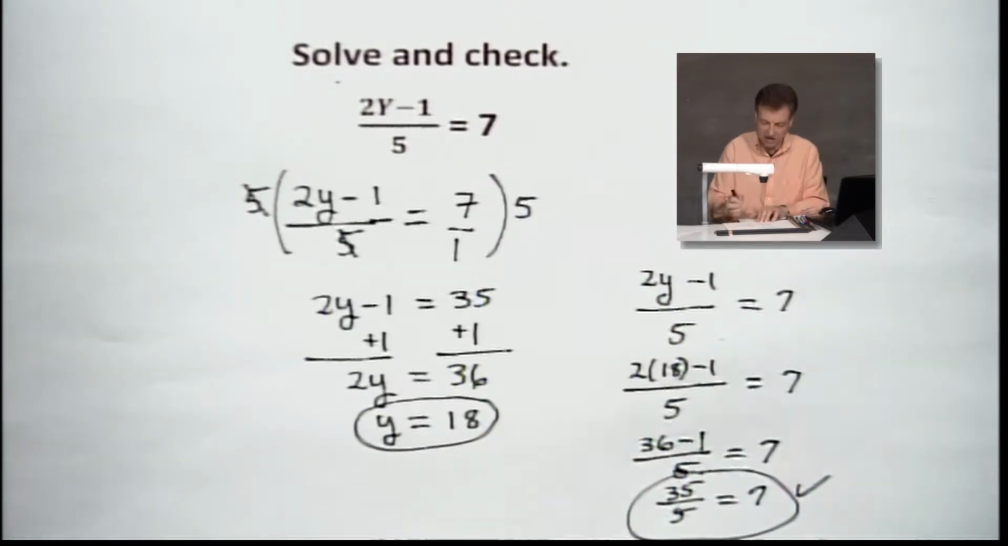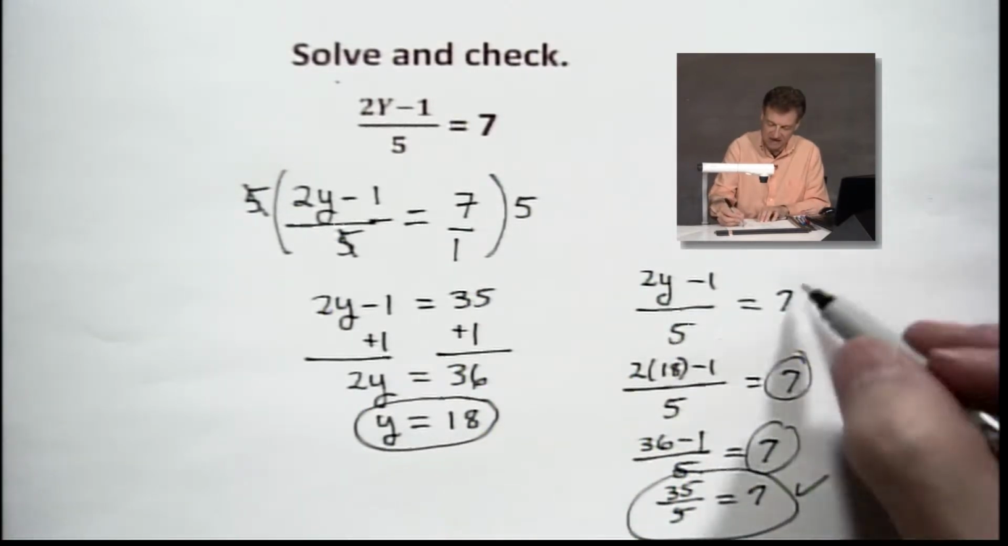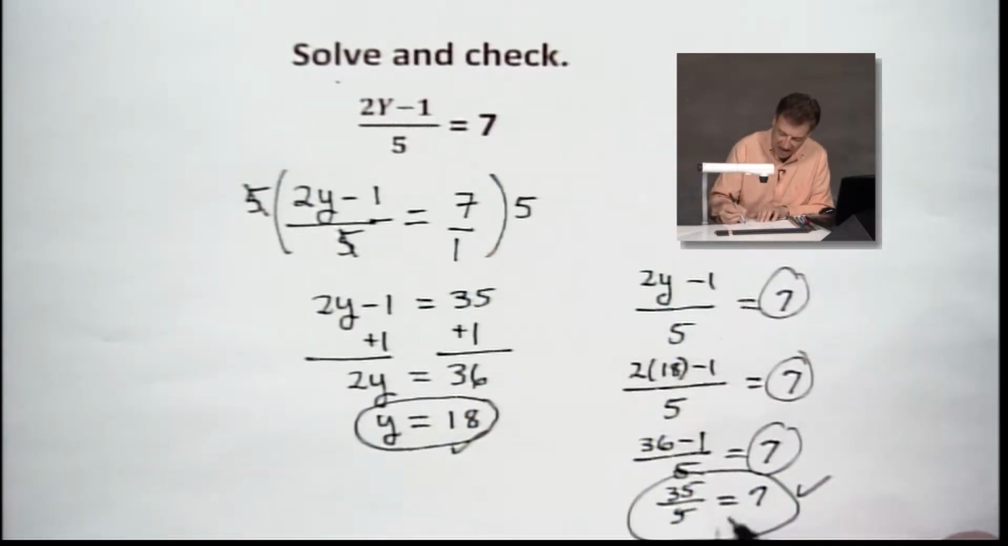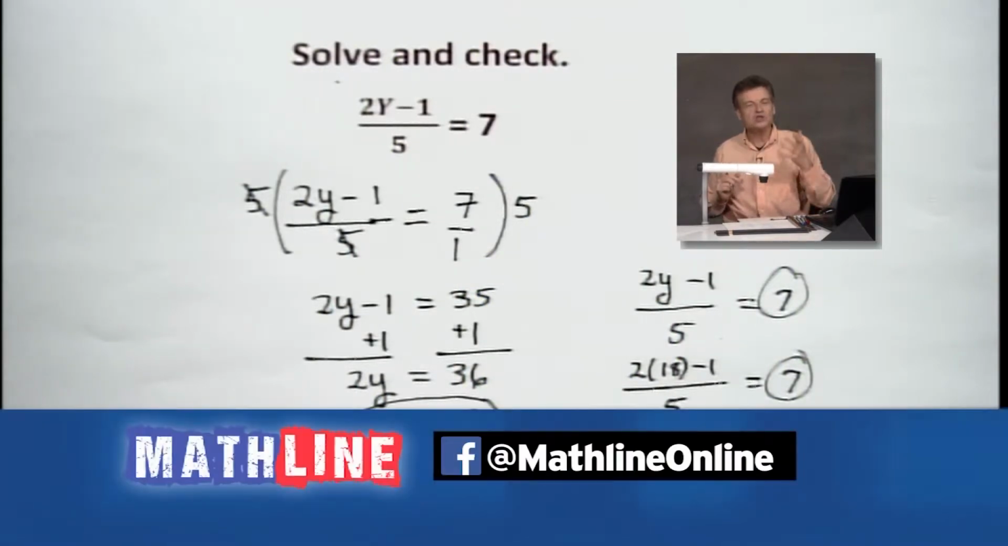You get 7, 7, 7, oh, 7 all the way around. Lucky 7s today on T and Learn Mathline. So 18 is good, and our check works also. So that's what we're about today.